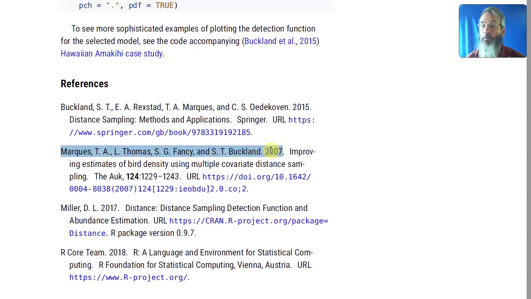Here's some literature. This is the original paper in which these data were first analyzed. So good luck. Enjoy analyzing these amakihi data.